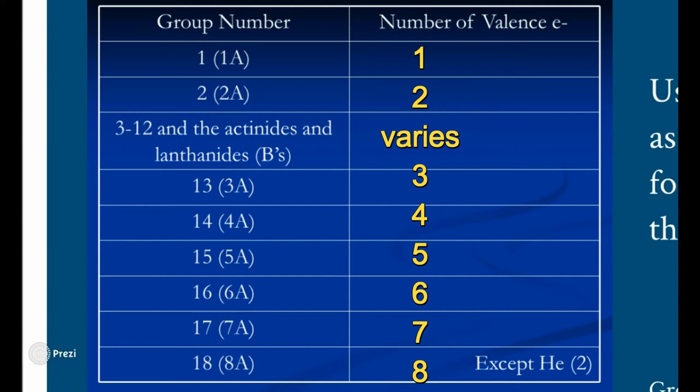Group 3A is going to be 3 valence electrons. Group 4A is going to be 4. Group 5A is going to be 5. Group 6A is going to be 6. Group 7A is going to be 7. Group 8A is going to be 8, except for helium. Why is helium only satisfied with 2? Because it's on the first, so it's part of that first little energy level.